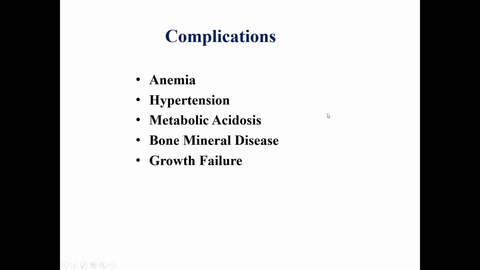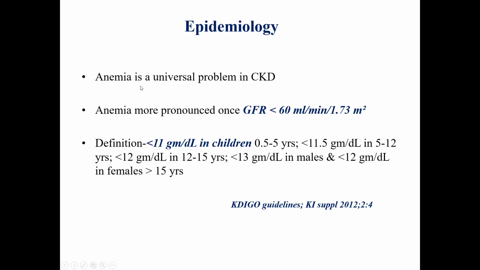So, what are the complications of chronic kidney disease in pediatric age group? Well, these are anemia, hypertension, metabolic acidosis, bone mineral disease, and growth failure. And I'll be talking to you about each one of these individually. Now, anemia is almost a universal problem in all patients of chronic kidney disease, but anemia becomes more pronounced once your CKD stage increases beyond stage 3, and any Hb of less than 11 gram per deciliter in all pediatric age group is considered to be anemia.